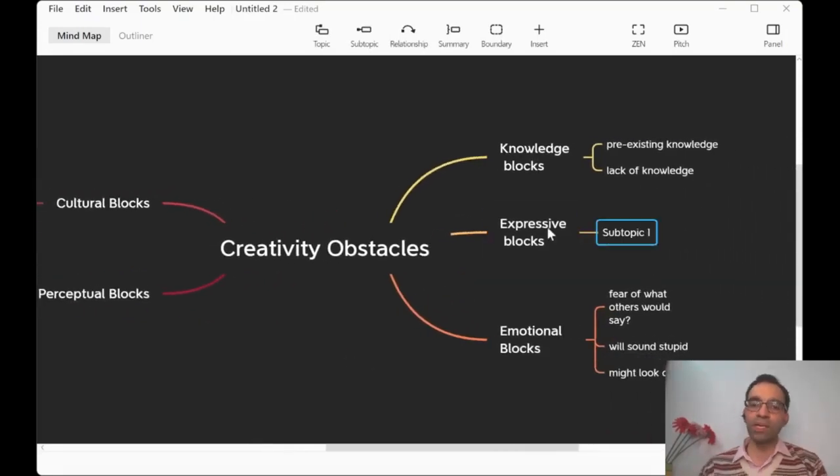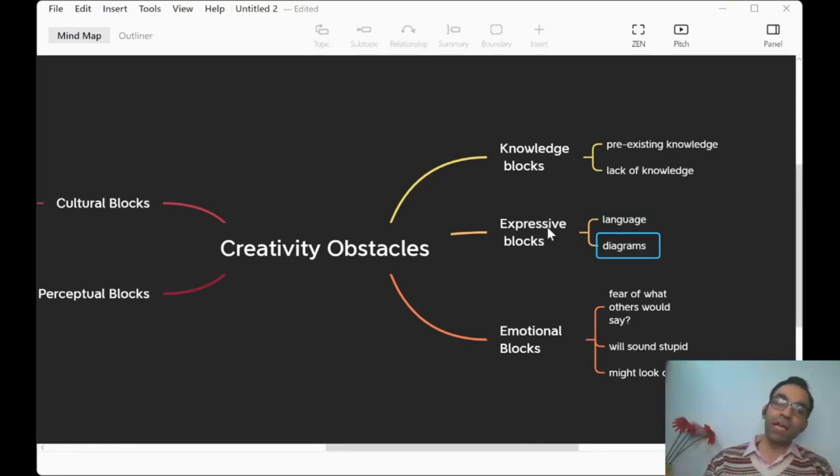So in expressive blocks, language came up, and diagrams. Your diagrams themselves can be restrictive. Suppose you have to solve a problem with a circuit, and you did not draw the circuit in full detail, you just made it like black blocks. So many solutions could have come if you had made the entire full circuit diagram; they would not even appear in the picture now.